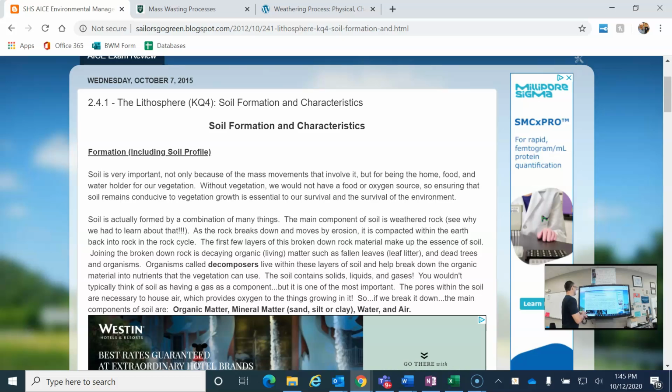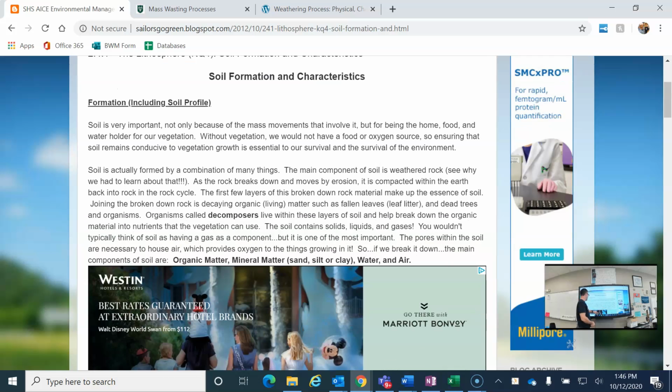Joining that broken down rock is organic matter, such as fallen leaves and dead trees and organisms. Decomposers, which are types of organism, will decompose that stuff and put those nutrients right into the soil, which is pretty cool. And then the vegetation can use those nutrients after it's been decomposed and broken down. Soil contains all three phases of matter: solid, liquid, and gases. You wouldn't typically think of soil as having a gas component, but there are pores in there, so air fits in there, and that air is necessary for all the organisms under there to breathe. So the main components of soil are organic matter, mineral matter, which is sand, silt, or clay, water, and air.